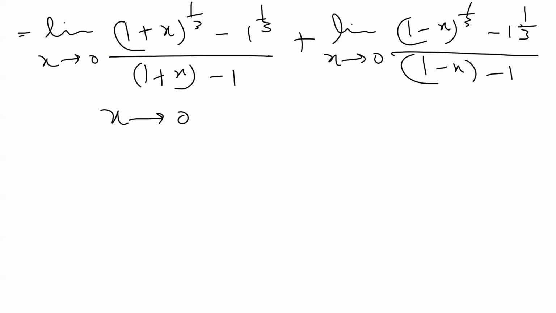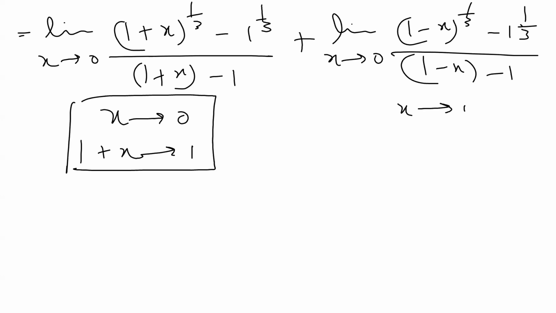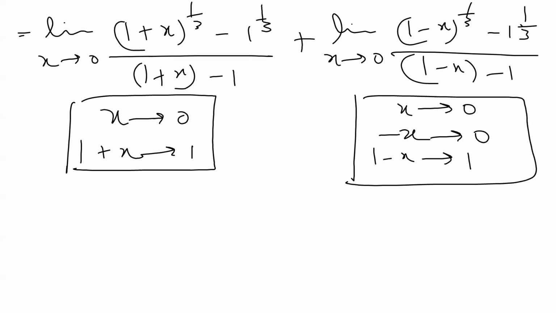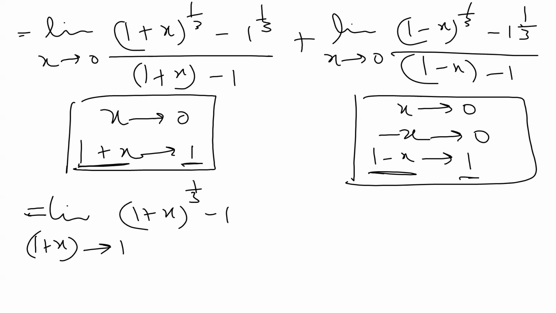So x approaches 0. So add 1 on both the sides: 1 plus x will approach 1. X approaches 0, so this is 1 minus x. Minus x will approach minus 0. Minus 0 is nothing called as minus 0, it is 0. It is multiplication with minus 1 on both the sides. Now add 1 on both the sides. So x approaches 0 means 1 plus x approaches 1 and 1 minus x also approaches 1. So limit 1 plus x approaches 1, (1 plus x) raised to 1 by 3 minus 1 raised to 1 by 3 upon 1 plus x minus 1.